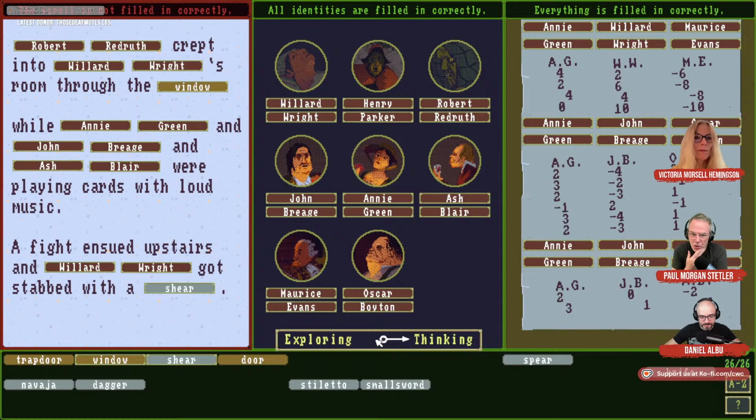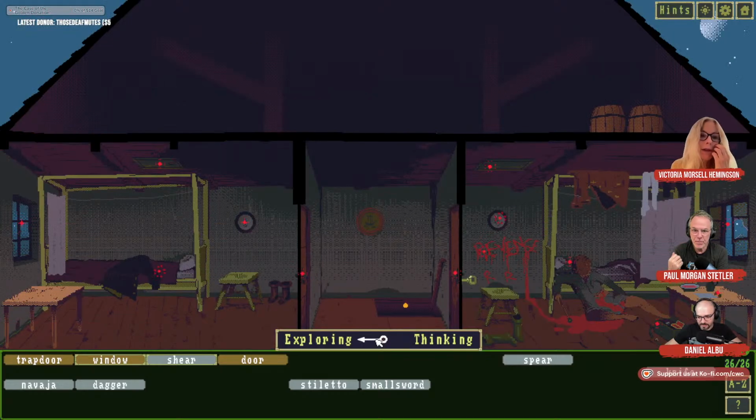Okay, gotcha. So what we've learned: there are some people upstairs. Willard Wright was stabbed. There are some people playing cards downstairs with loud music. So somebody crept into Willard Wright's room through the window. So window, it may not have been the window.